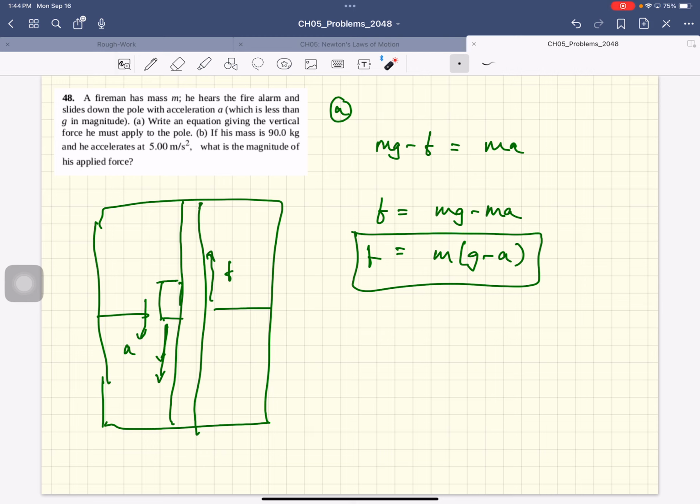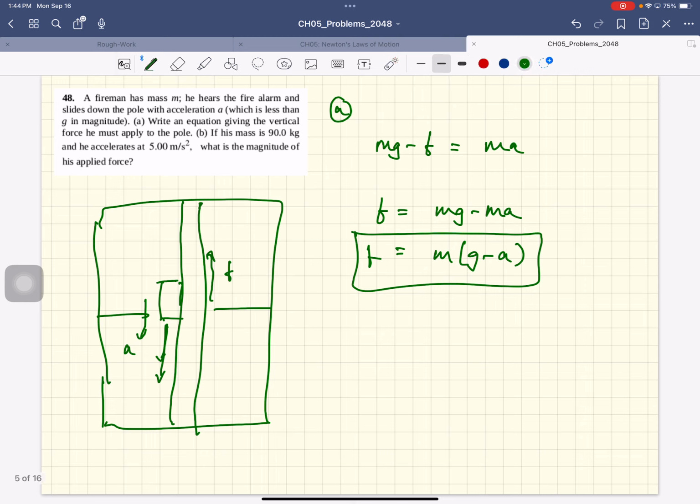If his mass is 90 kg and he accelerates at 5 meters per second squared. So if you free fall, your acceleration would be 10 meters per second squared. Now by applying this friction, your acceleration is only 5 meters per second squared.